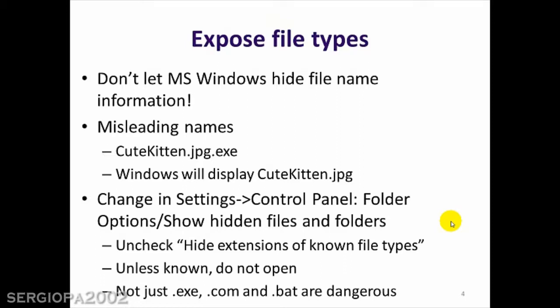Now, by default, Windows does not show the extension of files, so you have to activate it every time you have a new installation of Windows. In Windows 7, you can easily do this by going to settings, control panel, then looking for folder options, and checking show hidden files and folders, and then also unchecking hide extensions for known file types. If you don't do this, you won't see the extensions on the files.